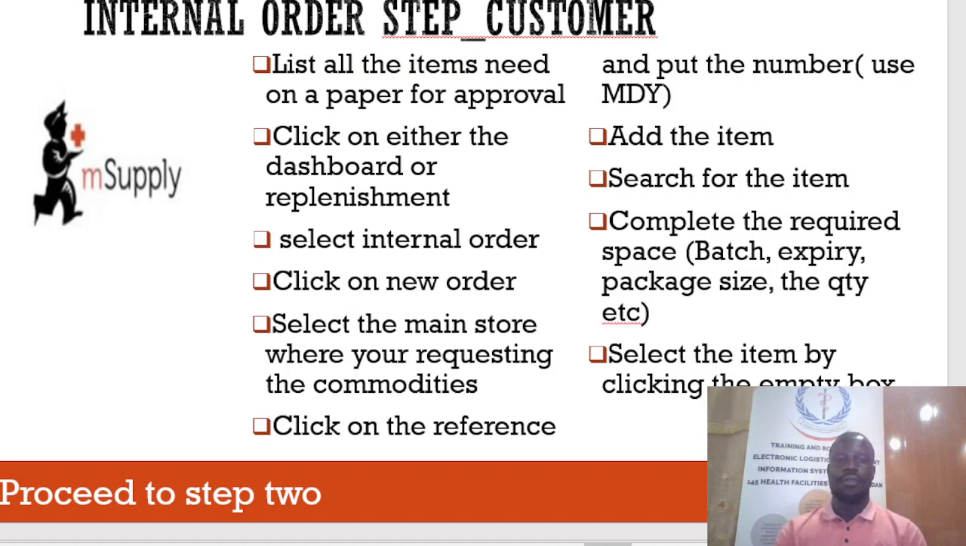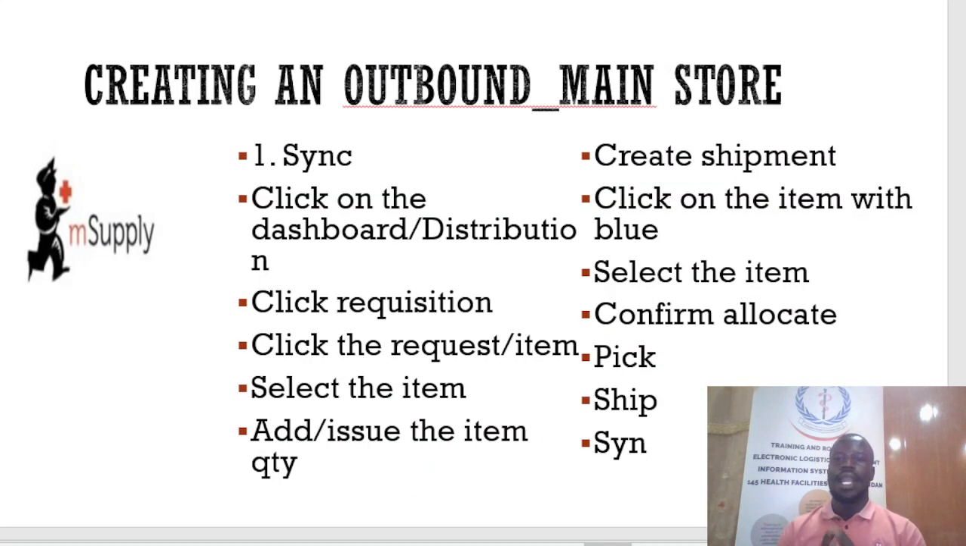Now, for step 2, I'll come to that later, but I wanted us to look at the next one: how do I respond? If I'm from the store, how do I respond to this request? Where do I go? Where do I click? So the next thing I want to take you through in step 2 is that we are going to respond to an outbound to a client who is a customer to us. So how do we go about it?